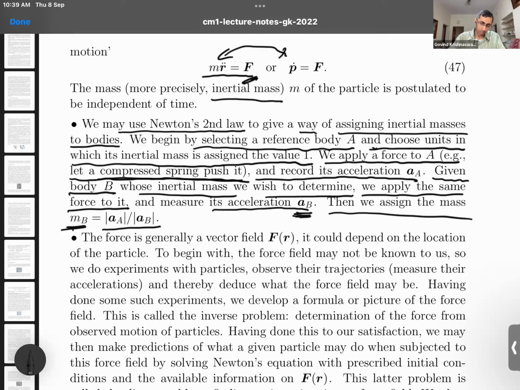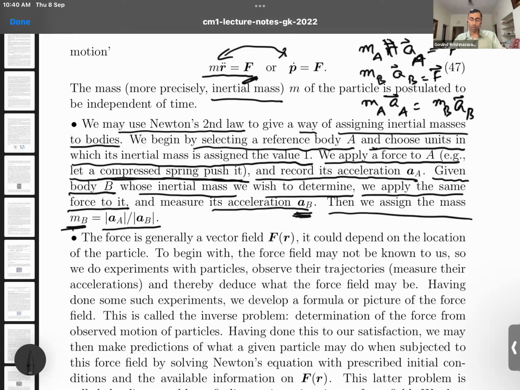I hope you will see why this is the case. According to Newton's second law, the mass of the A body times its acceleration, R double dot, which I'll write as AA, is equal to that force. And similarly, the mass of body B times AB is equal to the same force. That's the key thing, same force. So equating these two formulae, we discover that MA AA is equal to MB AB.